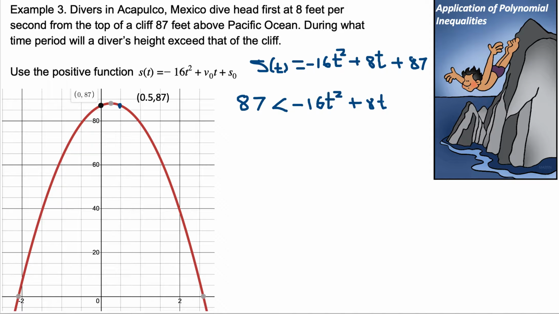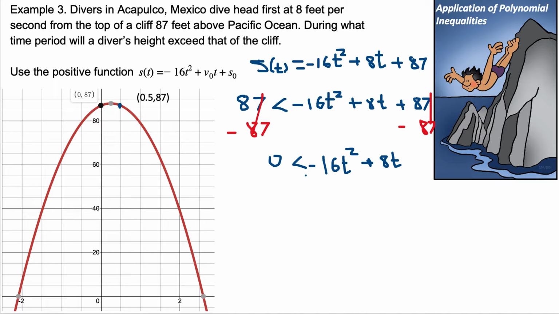Plus 87. Because we have 87 on both sides, we can simplify it out of this inequality. So let me subtract 87 from both sides, and the same thing on this side, 87, so those cancel. And what remains is 0 is less than minus 16t squared plus 8t. And now we are solving this inequality for t.